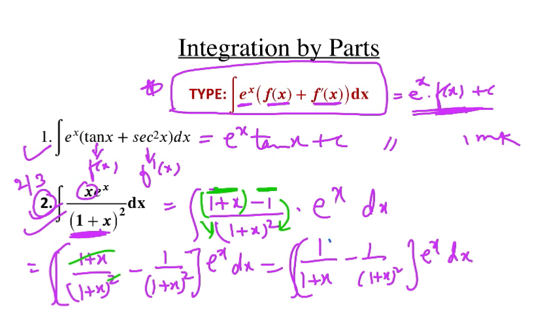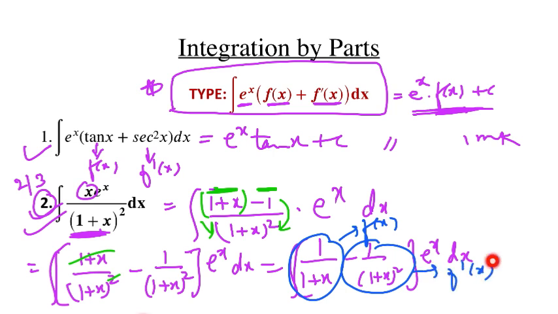Children, if this is f of x, then clearly minus 1 upon 1 plus x square is f dash of x, making it resemble exactly this type. And because it is now resembling this type, we can now write its answer, and its answer will be e raised to x into what is f x, 1 upon 1 plus x, plus c.